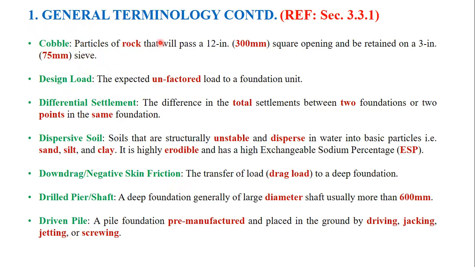Cobble is the particle of rock that will pass a 12 inch, 300 millimeter square opening and be retained on a 3 inch, 75 millimeter sieve. That means rock passing a 300 millimeter square opening and retained on a 3 inch sieve is known as cobble, like crushed stone normally used in building, in casting of building elements like beam, column and foundation.